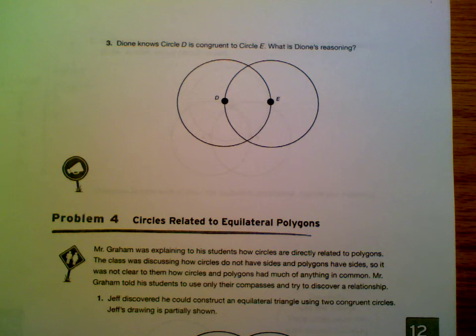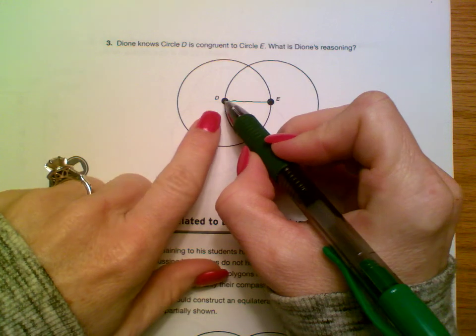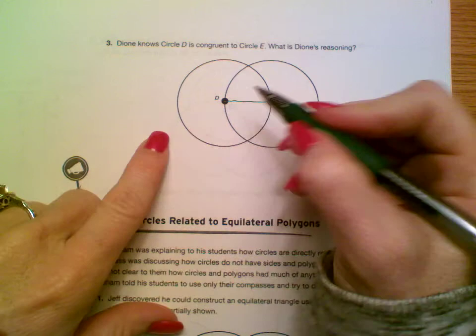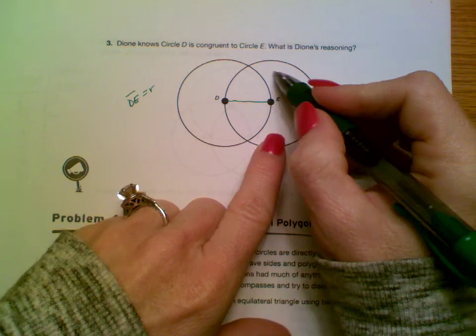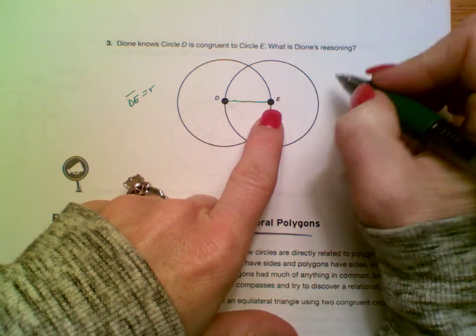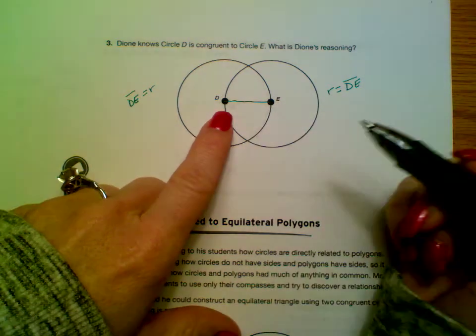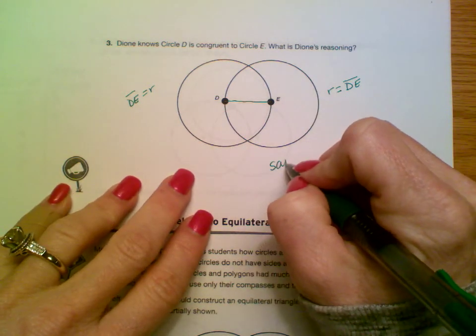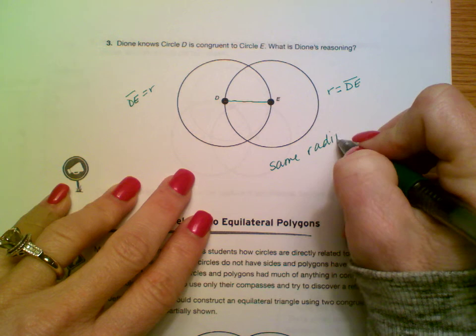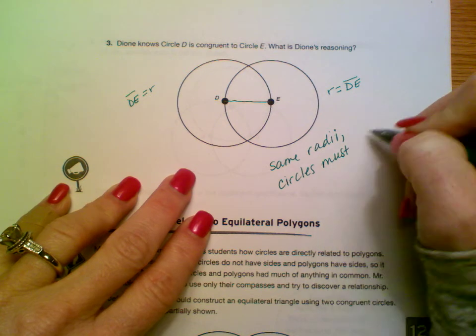So now Dion knows circle D is congruent to circle E. Why does she know that? Well, if I look at the radius of circle D, the radius would be DE. And if I look at the radius of this circle E, the radius is also DE. So if the radius is the same, then we know the circles are congruent. Same radii. The circles must be the same size or congruent.